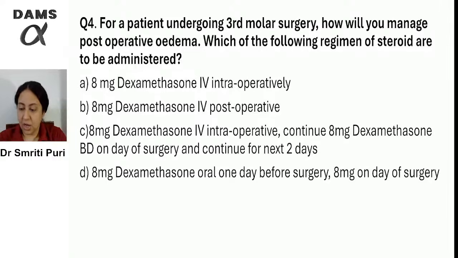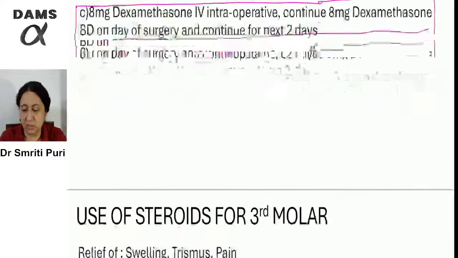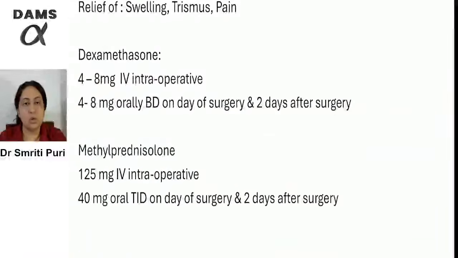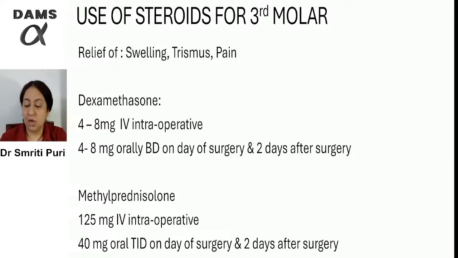So here your correct answer is option C. 8 mg IV intraoperative, continue 8 mg BD on day of surgery and continue for next 2 days. Now, quickly giving you the guidelines for steroid usage after extractions. Why are steroids used? Because they provide relief from swelling, trismus and pain. Alright, so when you are removing the bone, there is naturally bound to be a swelling.